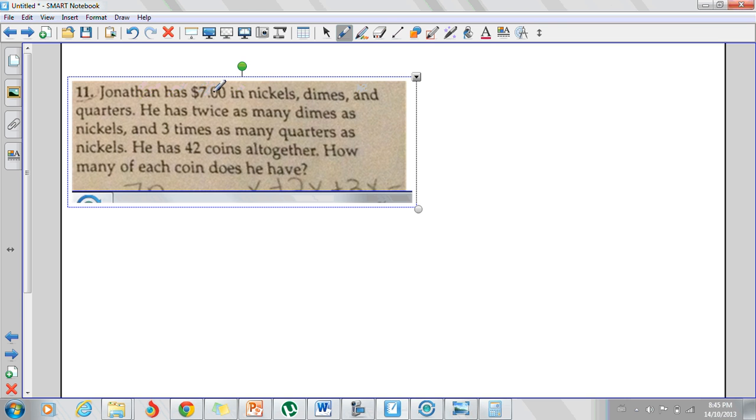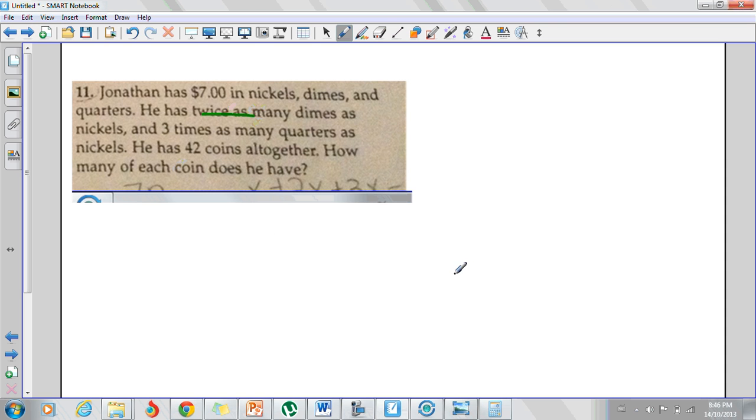Okay, Jonathan has $7 in nickels, dimes, and quarters. He has twice as many dimes as nickels, and 3 times as many quarters as nickels. He has 42 coins altogether. How many of each does he have? Okay, so we're going to do this one of 2 ways. We got to determine, first of all, what's going to be the nickels, what's going to be the dimes, and what's going to be the quarters. So you have twice as many dimes as nickels.